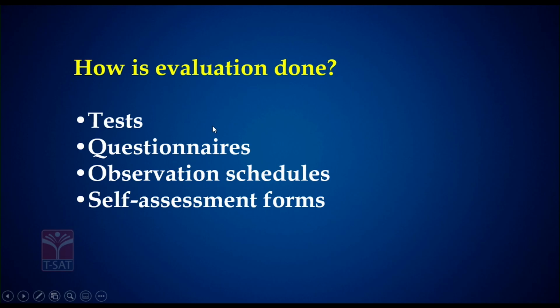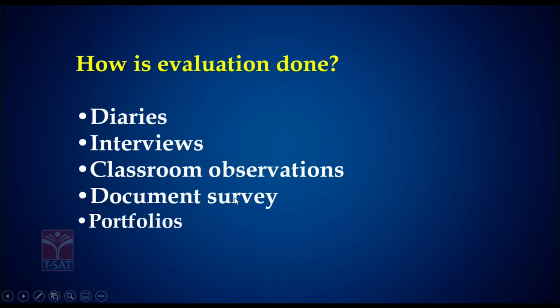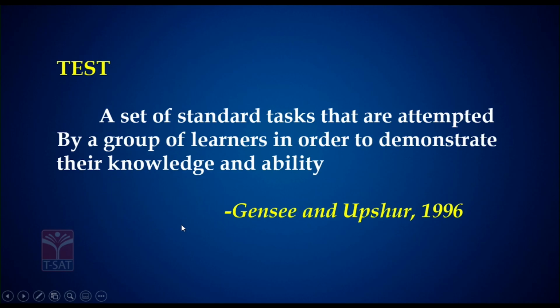And how is evaluation done? Evaluation is done in terms of tests and questionnaires, observation schedules, self-assessment forms, diaries, interviews, classroom observations, document survey, and portfolios. And let us see, we have already done, a test is a set of standard tasks that are attempted by a group of learners in order to demonstrate their knowledge and ability.